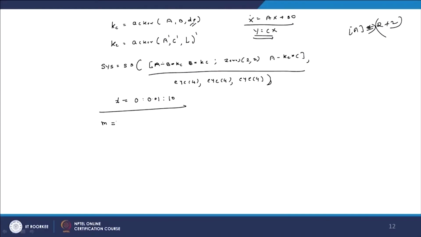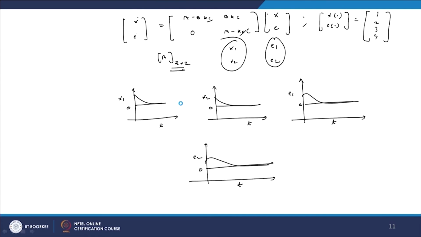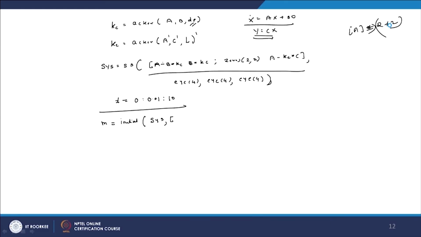Now, in order to get the response, let us say m is equal to initial, this is the initial command. Now, this sys, now the initial conditions. So, here the initial condition we have taken 1, 2, 3, 4, t, bracket complete. So, this is the initial command where it shows the response of the complete plant.